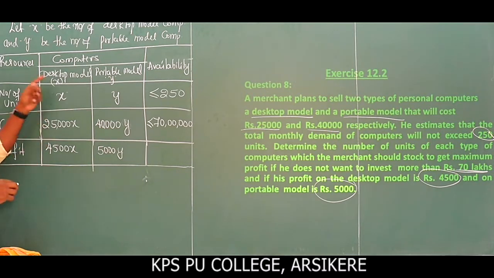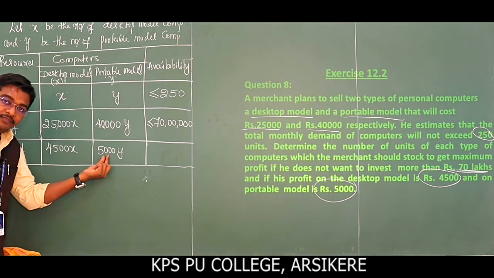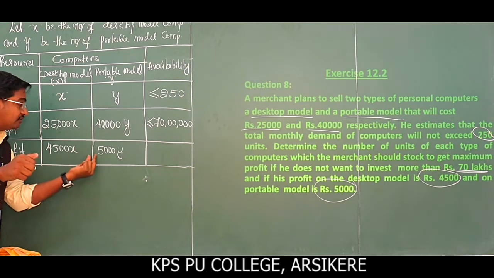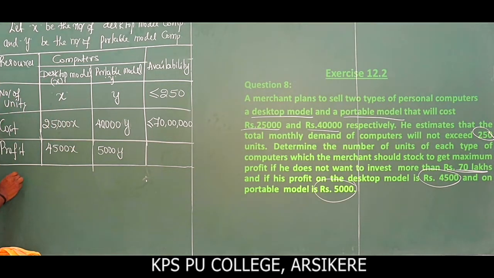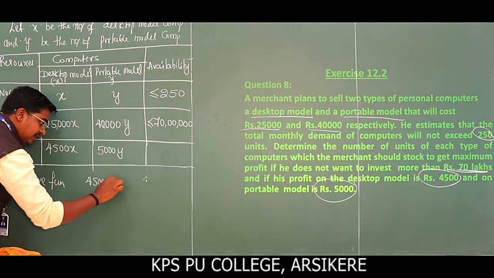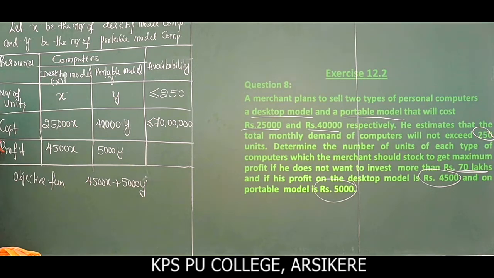What is the profit from the desktop model? 4,500X, and from the portable model it is 5,000Y. The sum of these becomes the total profit you will get from these computers. That will become the objective function, right? I will take this here: 4,500X plus 5,000Y. These are the objective. So denote this as Z. So this becomes your objective function.